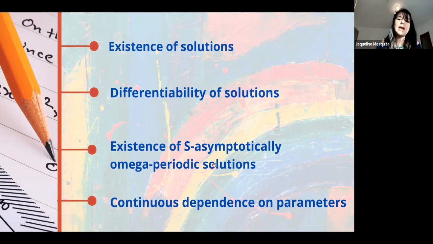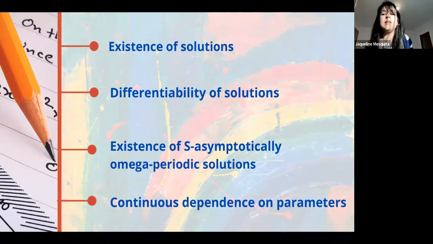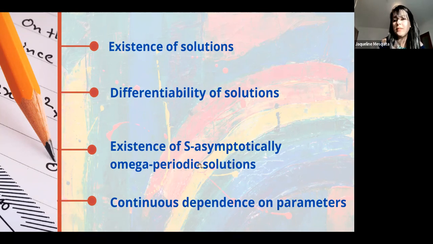But it would be nice also to extend this type of results not only for periodicity, but also almost periodicity or almost automorphicity. So these are some open problem directions. But here, we could prove the existence of these types of solutions. And also here, we proved some results concerning the continuous dependence on parameters, and this one I will talk more about.